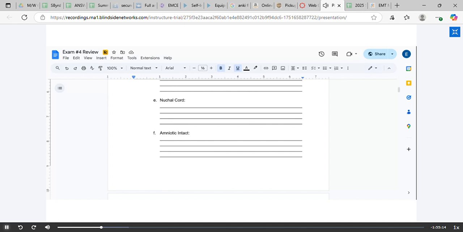Okay. Super simple. You just kind of rip it. That's not a big deal. Don't use your trauma shears or anything like that. That's not sterile, and we don't want to be cutting anywhere near the newborn, right? So you just kind of rip the bag.